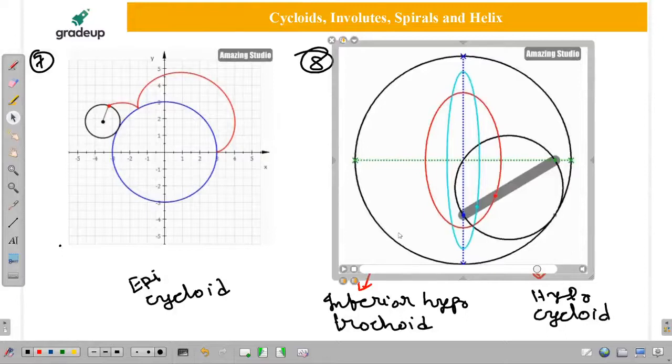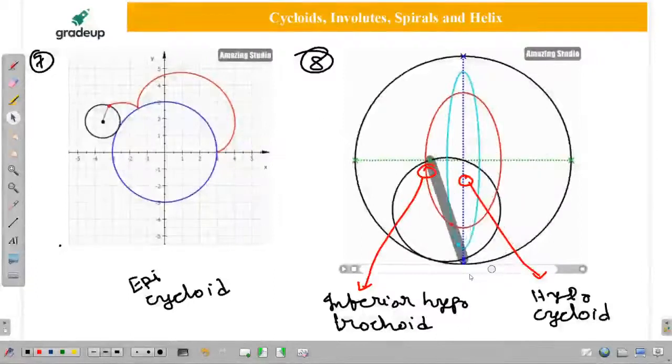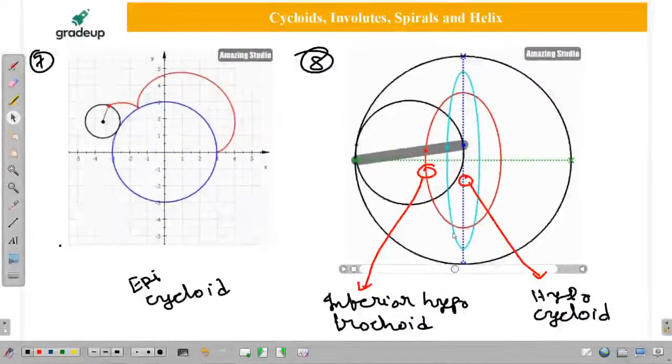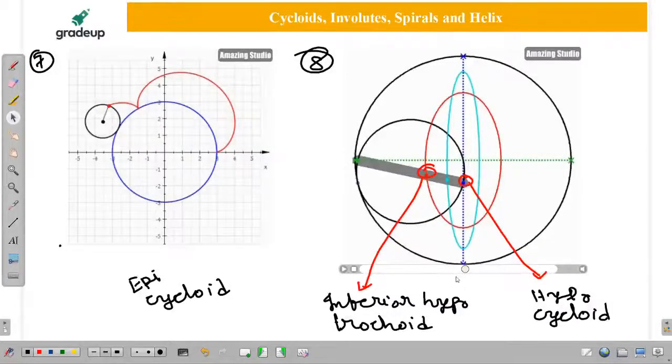But if the point is on the circumference, it is a cycloid. If it is inside, because this is a diameter line, that strip is highlighted. On the end of the strip, the red and blue color points are there. Inside the strip, we are going to have red color. Is it clear? Now this is about the thing.